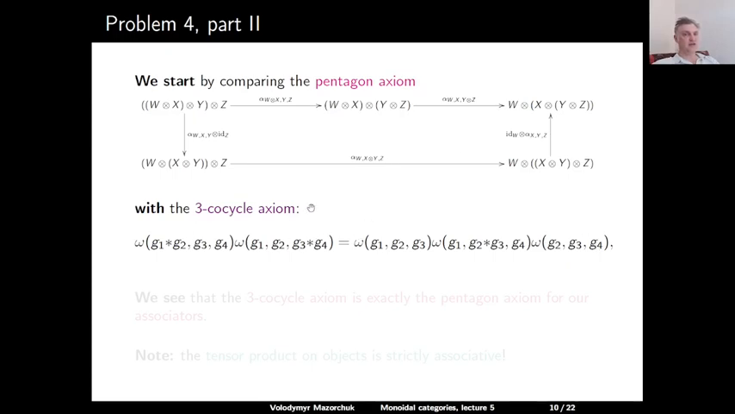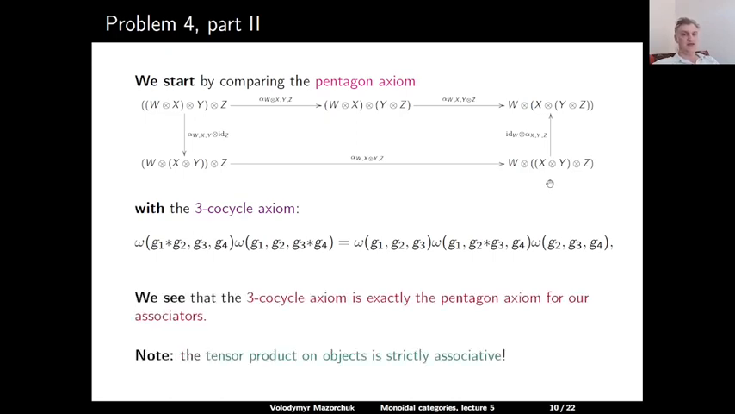And so we see that the 3-cocycle axiom for our omega means exactly that for our definition of the associator, the Pentagon axiom is satisfied. We also know that the tensor product in our category is strictly associative. However, we choose to take the associators which are not given by the identity maps. So what we are really doing is defining a different structure of a monoidal category on something which looks like a strict monoidal category.